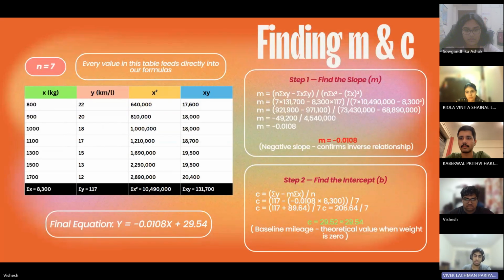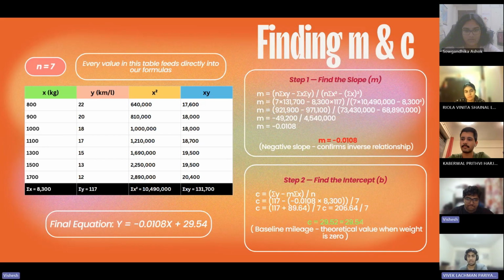Our sum of x we got is 8,300, and our sum of y is 117. In step one, we find the slope m, which is negative 0.0108, which is correct. It proves that as the weight goes up, the mileage goes down. In step 3, we find the intercept c, which is 29.54. So our final equation is y equals negative 0.0108x plus 29.54. We use the same formula as Prithvi, but get the opposite result.